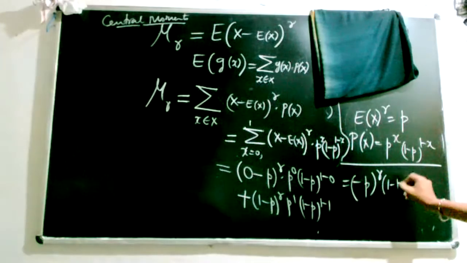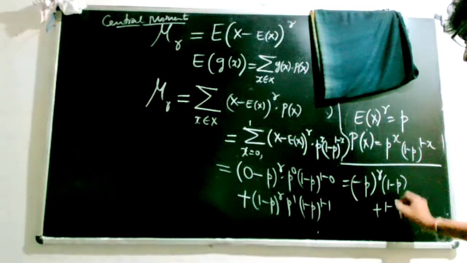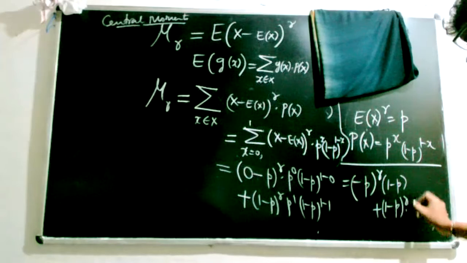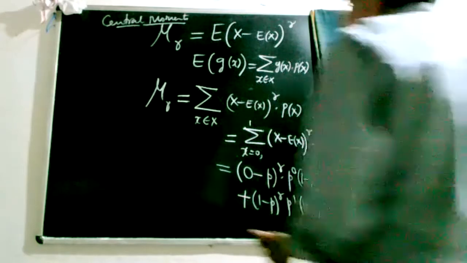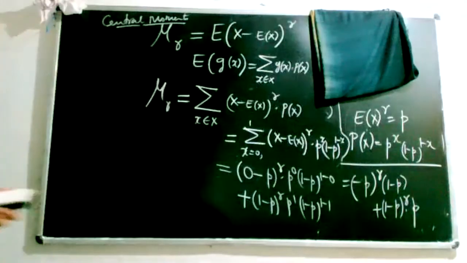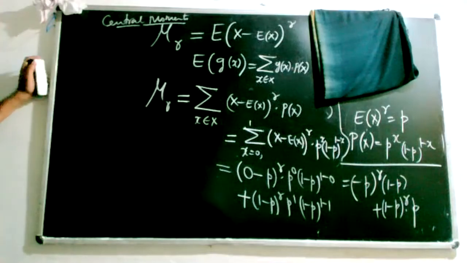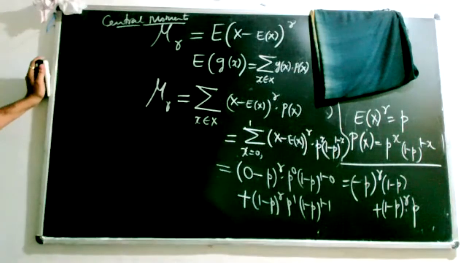So I'll have (1 minus p) plus (1 minus p) to the power of r into p. So this is the rth central moment of the Bernoulli distribution. Minus p whole power r, 1 minus p, plus 1 minus p whole power r into p. Now, in the final formula, you can substitute r is equal to 1, 2, 3, 4 and generate mu1, mu2, mu3, mu4, as well as you can obtain beta 1, beta 2, gamma 1 and gamma 2.